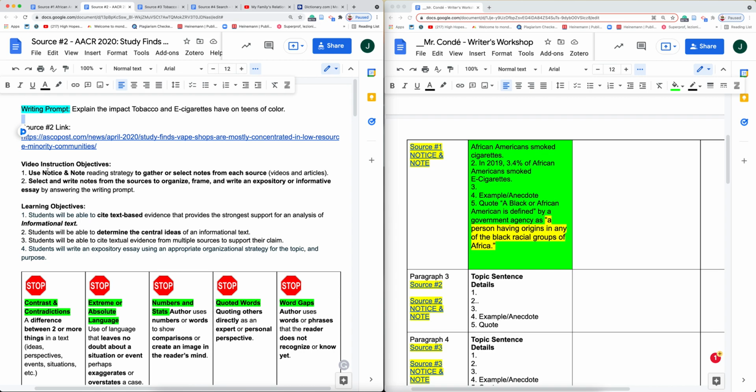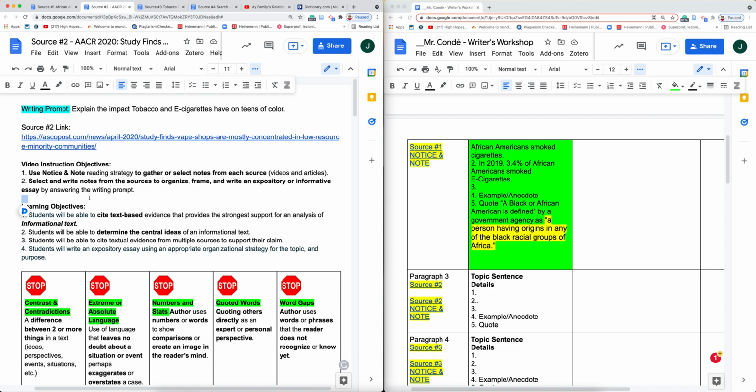So the 2 things that we want to take away from this video instruction are that you'll be using Notice and Note as a reading strategy to gather more notes and to select and use them by collecting them in this template, a graphic organizer that is used to gather information or details so that you can write and organize your essay.